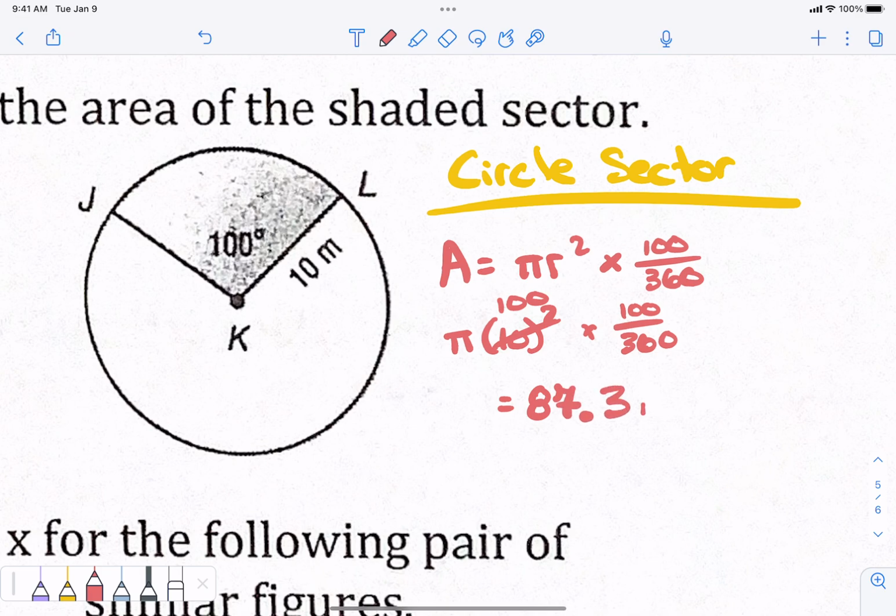87.3. Libby asked me yesterday how many decimal places to round to, and on your review packet on the front page, it says round to 1 decimal place unless otherwise specified. So just give me 1 decimal place, and that's fine. If you give me more than that, I'm not going to count it wrong. If you did the process right, I'm going to count it right.